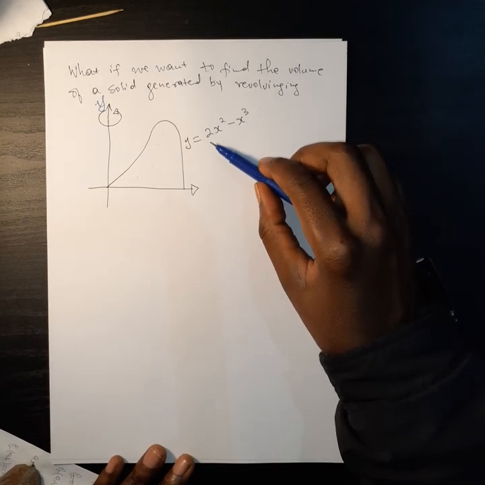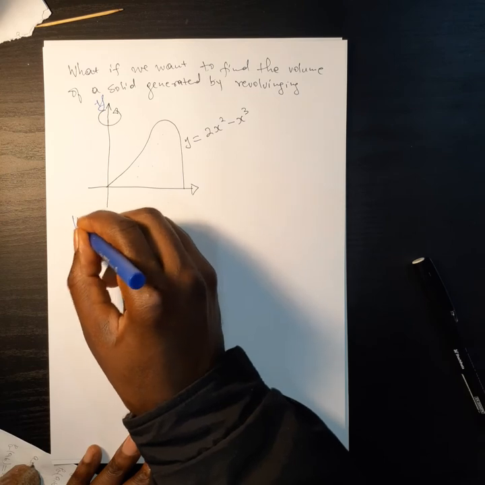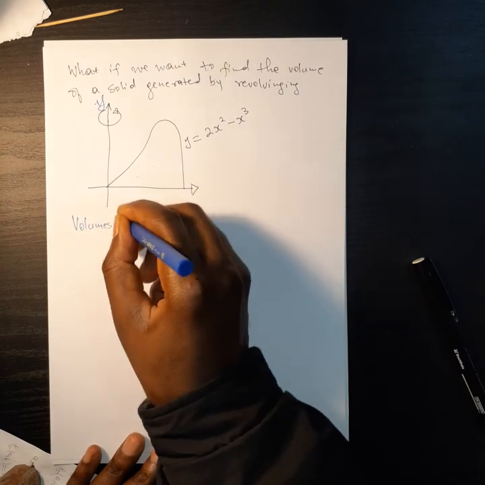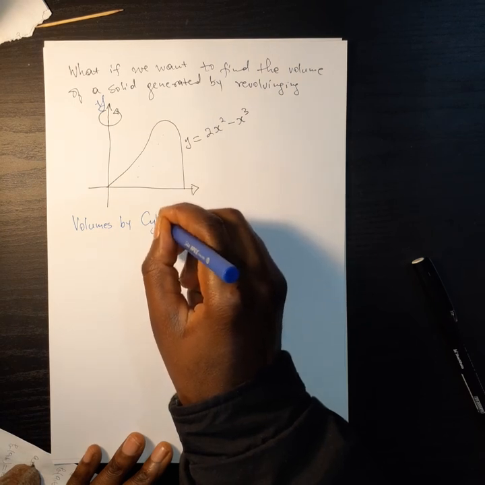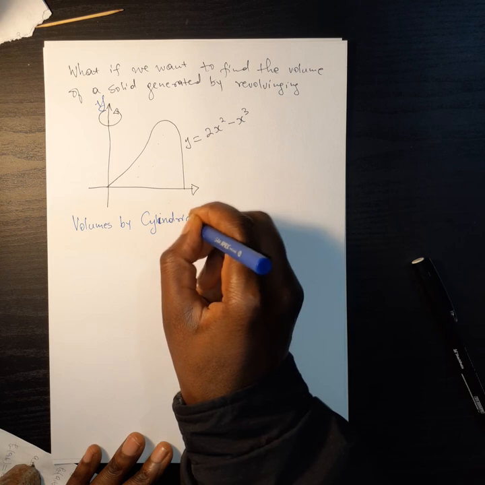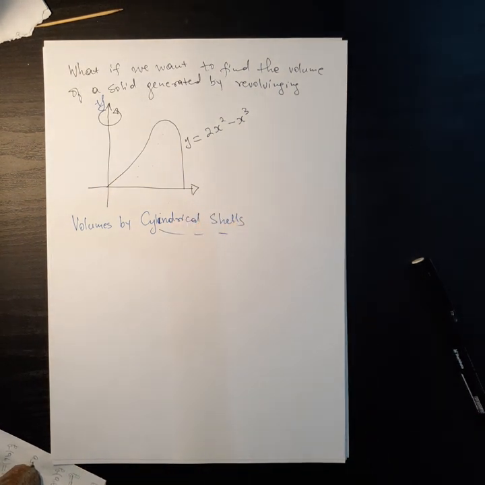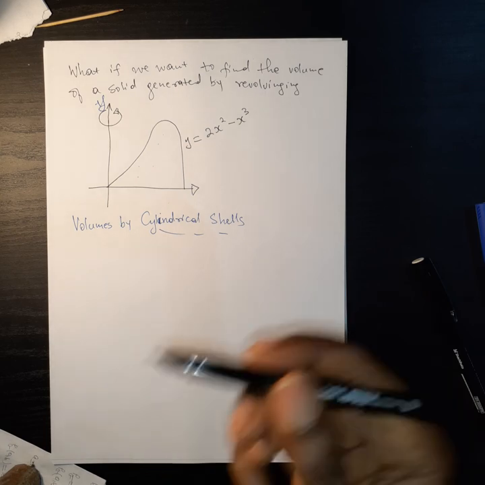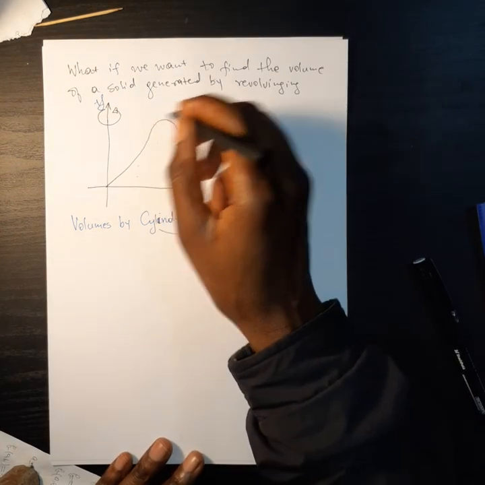So we come up with another method called, we say this is volumes by cylindrical shells. We have discussed this in detail in our notes. You can check how we came to derive the formula, but I just want to give a rough summary of what is happening.